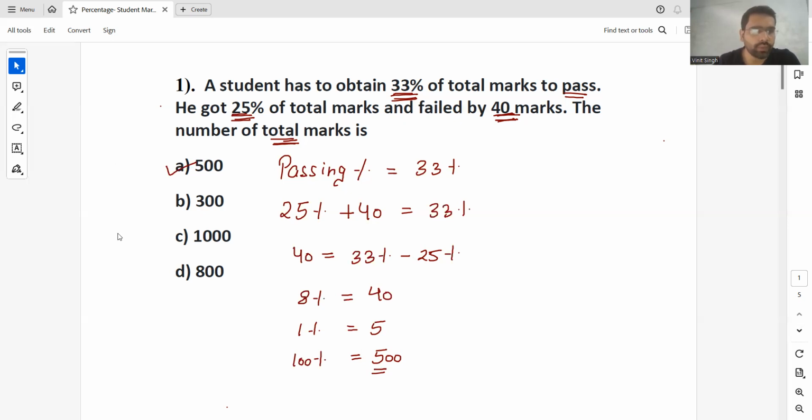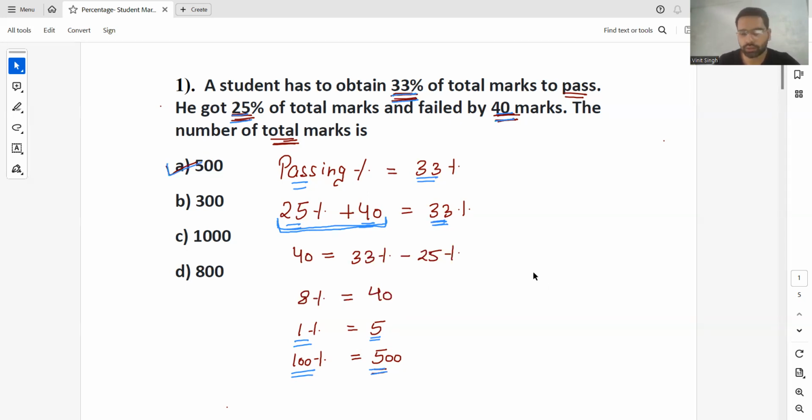Again, here, 33% marks are needed to pass the examination, but the student gets 25% marks and fails by 40 marks. So if he gets 40 marks as a grace, then he will pass the examination. Then the percentage becomes 33, meaning 25% plus 40 marks is equal to 33%. Now 1% is equal to 5, and 100% is equal to 500. So total marks is equal to 500.